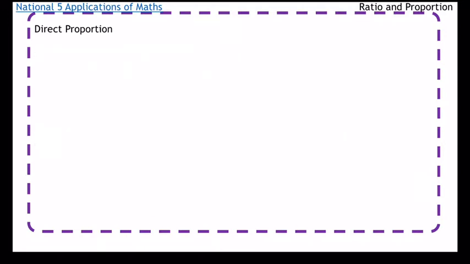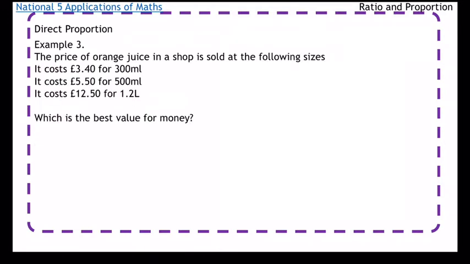Okay. Right, example 3. It's a comparing costs kind of question where we've got 3 items, all at different amounts or different quantities, and we're trying to work out which is the best value for money. What we're going to have to do first is turn them all into something that we can compare. So we've got £3.40 for 300, £5.50 for 500, and then £12.50 for 1.2 litres. The best thing to do would be to turn them all into 100 millilitres, so we can compare them easily.